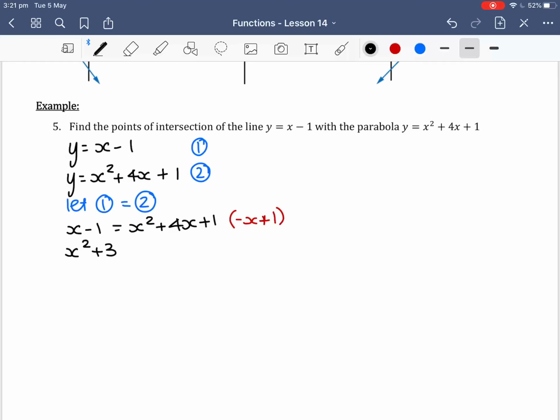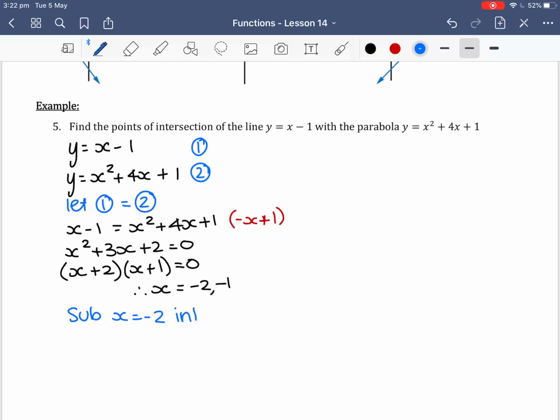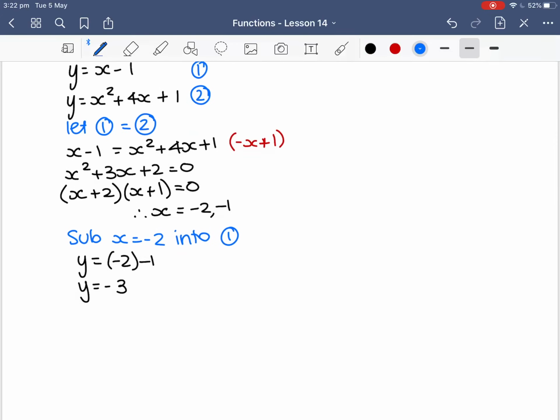So we get x squared plus 3x plus 2 equals 0. And we can then factorize this to get x plus 2 in one bracket, x plus 1 in the other, equals 0. So therefore our x values will equal minus 2 and minus 1. We're then going to sub x equals minus 2 into 1. So we'll get y equals minus 2 minus 1. So y equals minus 3.